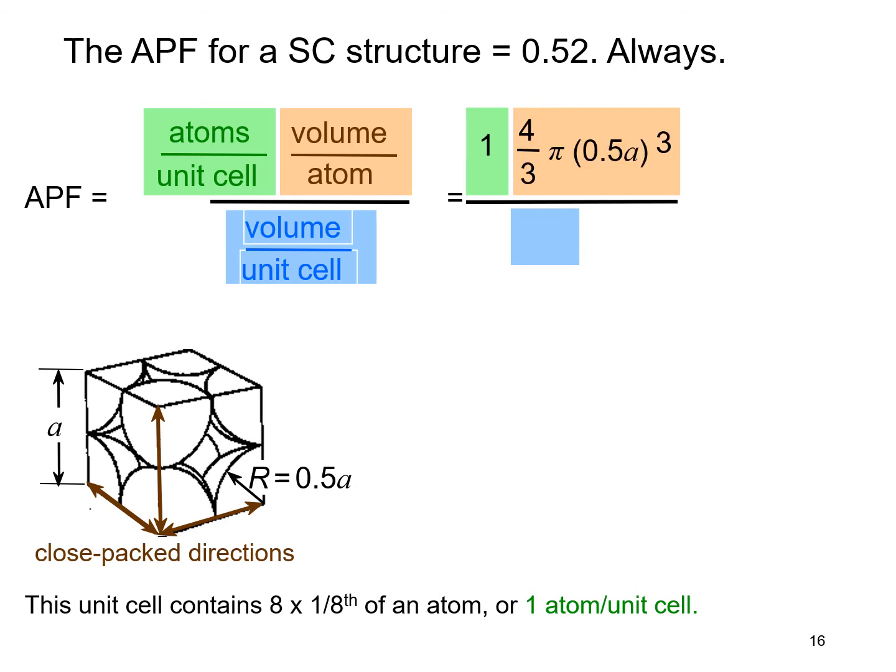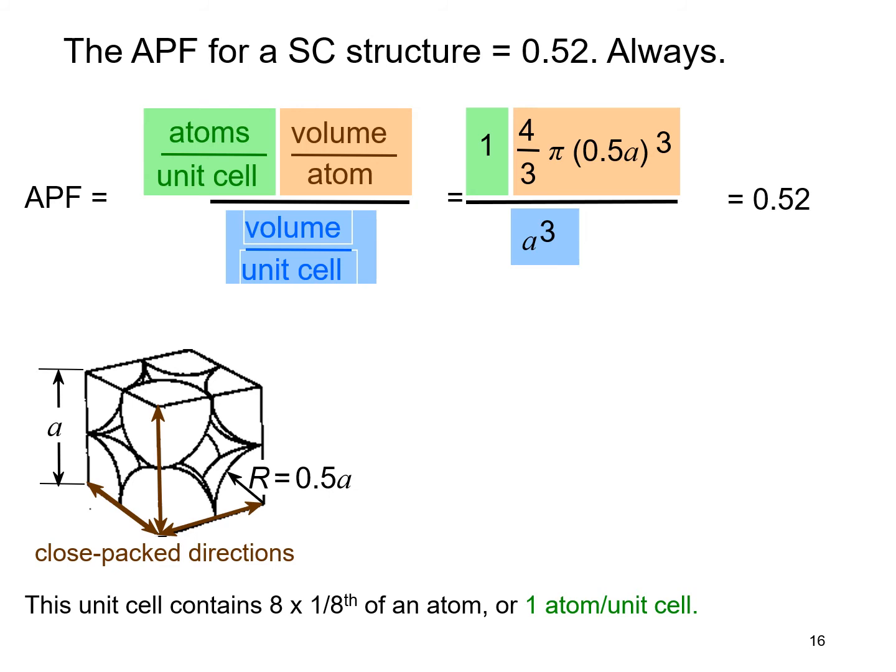Second, we know the volume of a sphere is 4/3 pi r cubed. As we substitute in the relationship for radius in terms of A, we get the value we see here. And finally, we know that the volume of the unit cell is always A cubed. Solving this expression, we get that the atomic packing factor is 0.52 for a simple cubic structure.